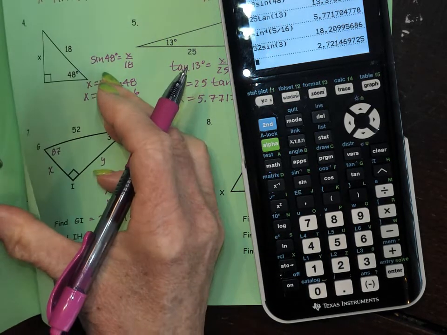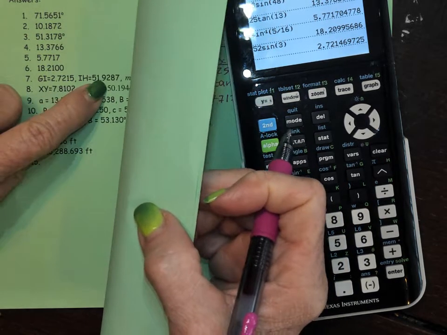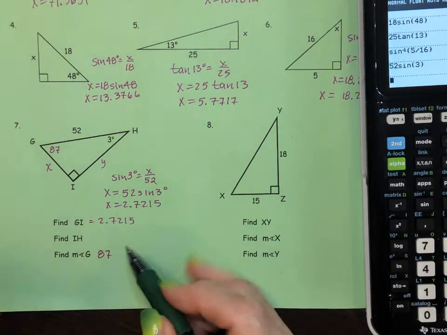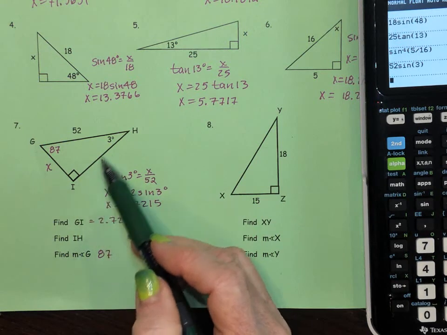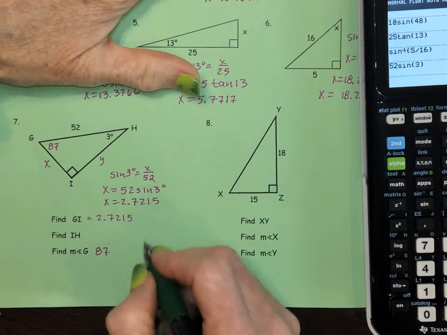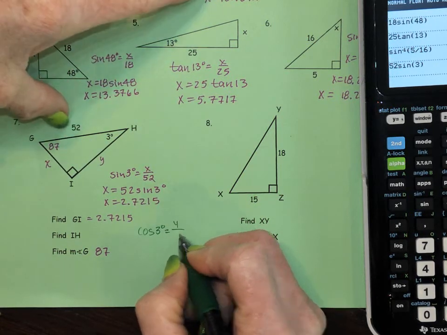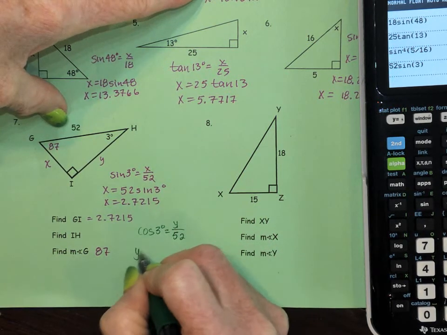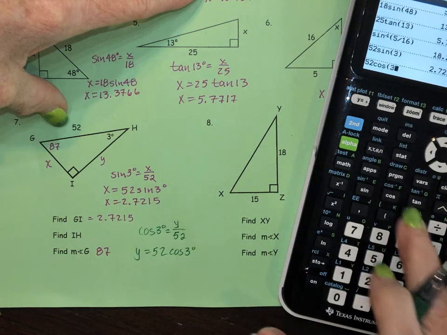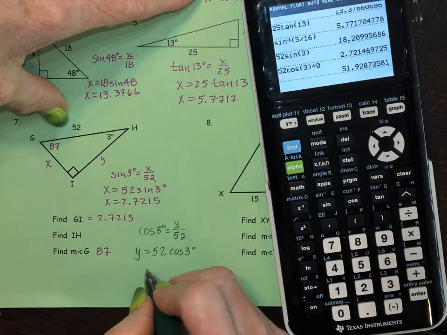Let me check before I go too far and make sure it's right. Yep. 51.92. Okay, I just looked at the other answer too, so I know if I do it right when I do it here in a moment. Let me find HI, which is Y. Again, from this 3 degrees, we have adjacent and the hypotenuse, that's a cosine. Cosine of 3 is y over 52. So y is 52 cosine 3 degrees. 51.9287.